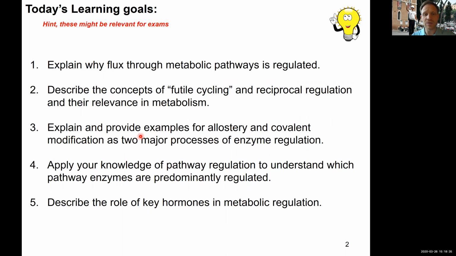We want to be able to explain and provide examples for two kinds of enzyme regulation: allostery and covalent modifications. And then we also want to be able to apply that knowledge of pathway regulation to understand which are the key enzyme steps, the key reactions in these pathways where we want to regulate these pathways. And last but not least, we want to be able to describe the role of key hormones in metabolic regulation. So we have a bit of a task ahead, but let's dive into it.